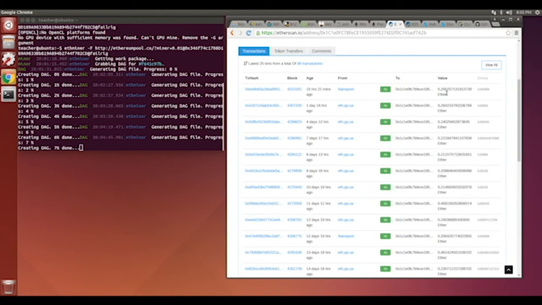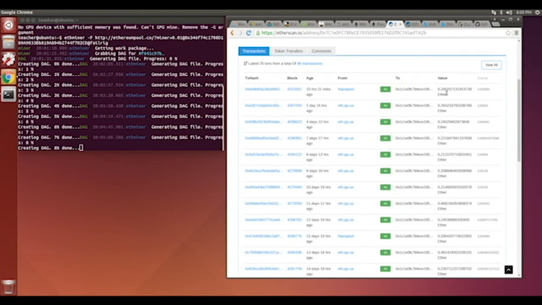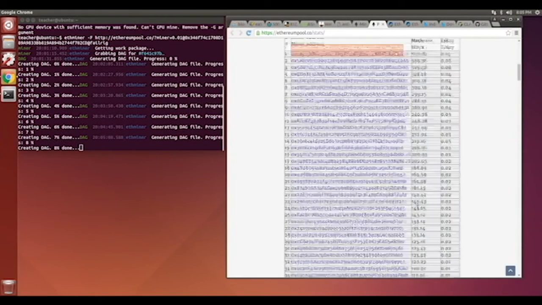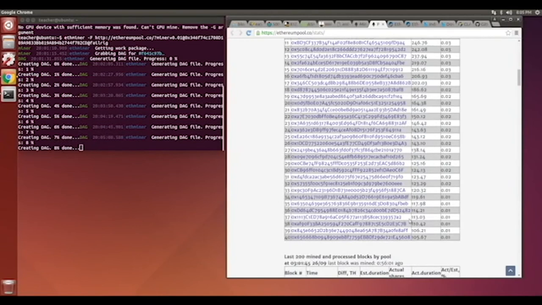Normal day, 0.2 Ether. So I think that's, what is that, about $50? So it's not a huge amount of money, but considering that this thing is just running in the background, it's fairly easy money. It makes sense. So this is the best performer, right? So let's look at somebody who is further down.